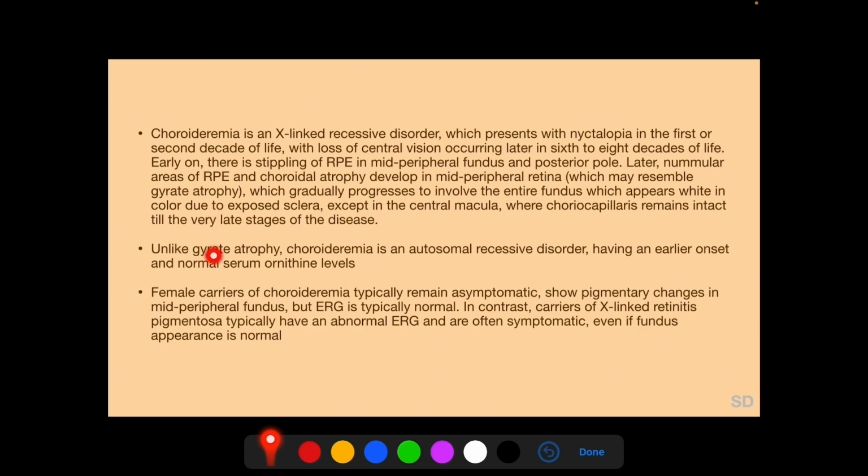Unlike gyrate atrophy, choroideremia is an X-linked recessive disorder having an earlier onset and normal serum ornithine levels. Female carriers of choroideremia typically show pigmentary changes in the mid-peripheral fundus but remain asymptomatic with normal ERG till late in life. In contrast, carriers of X-linked retinitis pigmentosa typically have an abnormal ERG and are often symptomatic even if fundus appearance is normal. Pardon me, this will be X-linked.